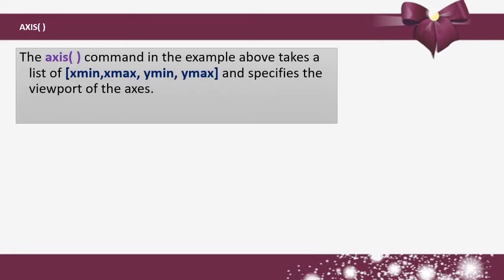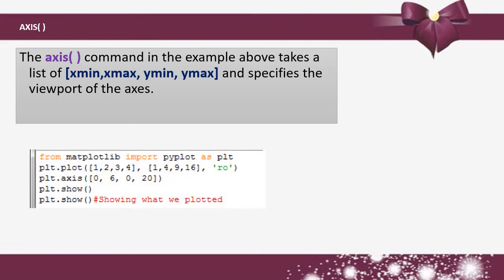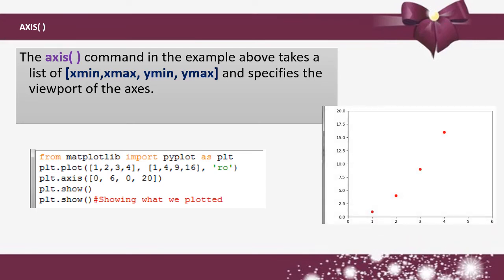And next the axis method. With axis we can give the x-axis lower limit and upper limit values, and the y-axis lower limit and upper limit values, the minimum and maximum values. See here axis 0 comma 6. 0 is the x-axis minimum value and 6 is the x-axis maximum value. Likewise the other 0 is the y-axis minimum value and 20 is the maximum value. See the diagram.